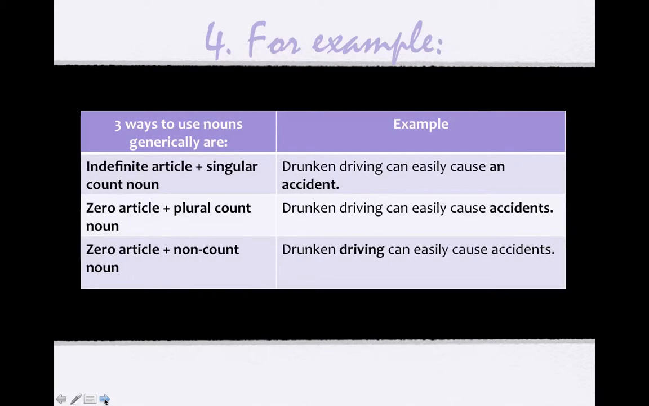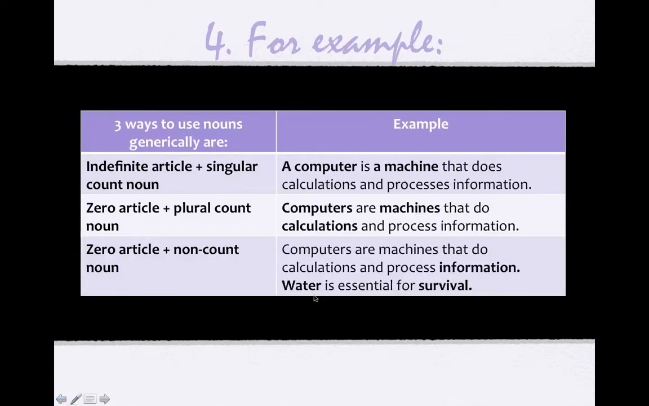Here are some other examples. Okay, indefinite article, then singular count noun. Drunken driving can easily cause an accident. And here it is, the zero article and the plural count noun. Drunken driving can easily cause accidents. This sentence and this sentence have the same meaning. Let's go back and make sure that's clear here. This sentence and this sentence also have the same meaning.